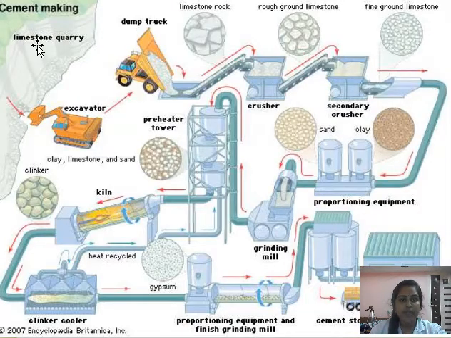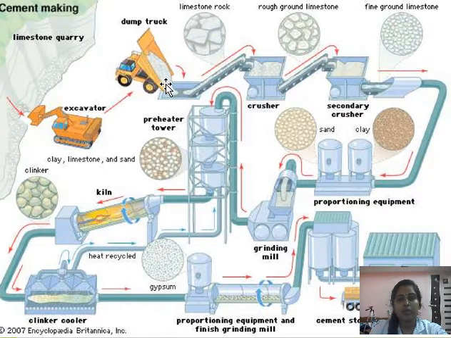The raw material limestone is quarried from the limestone quarry with the help of an excavator and is transported to the site with the help of dump trucks. The clay is also transported to the site with the help of dump trucks. The clay, limestone and sand are also transported to the site by dump truck. Sometimes it may be another material, such as clay and chalk.